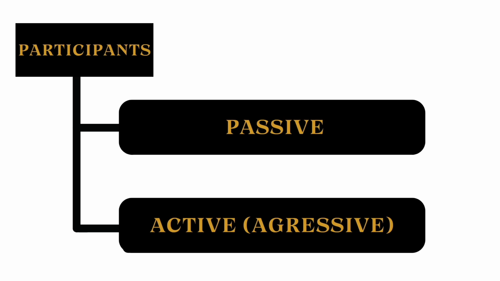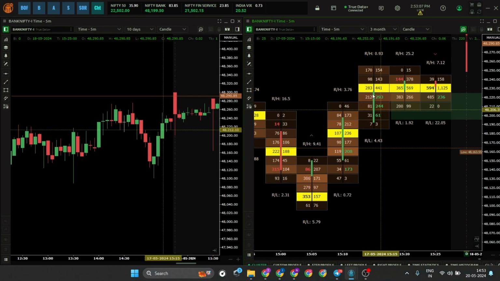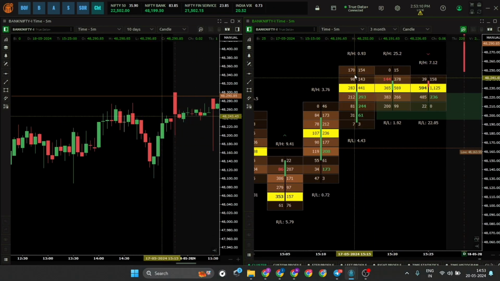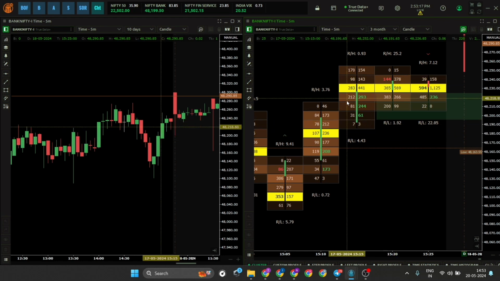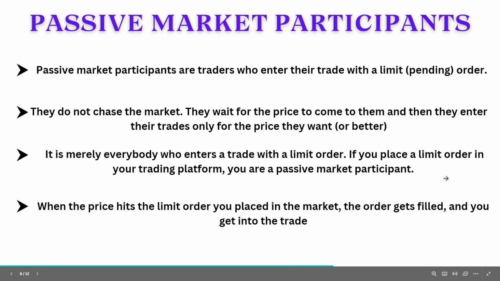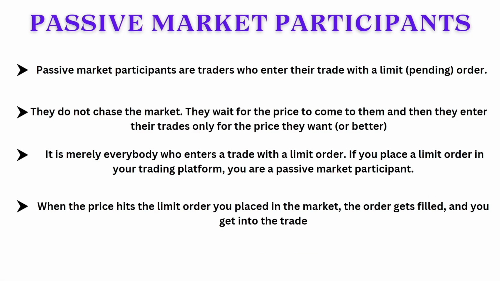Because if you watch this particular order flow, here we have different numbers, right? You need to understand ask and bid. We have bid and ask prices here. In order to understand who is on the bid side and who is on the ask side, you need to understand passive traders and active traders, or in other words, passive participants and aggressive or active participants. So let's go.